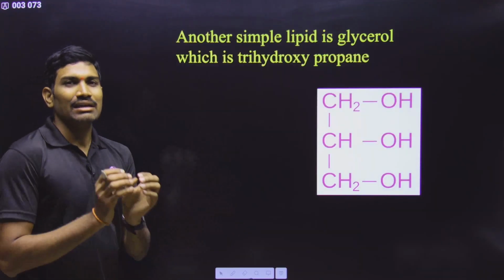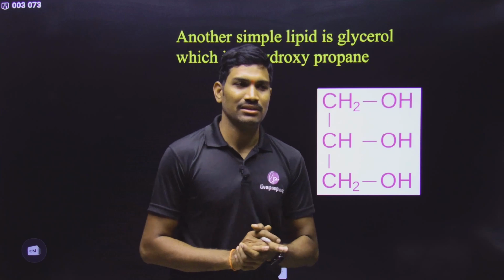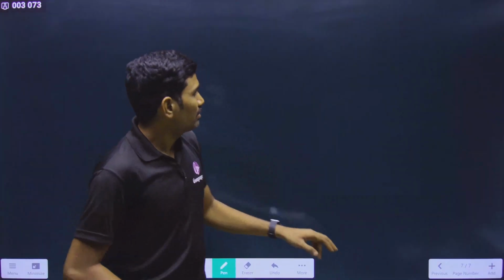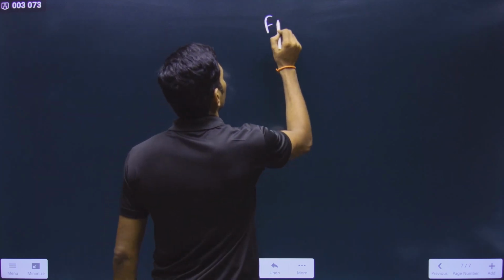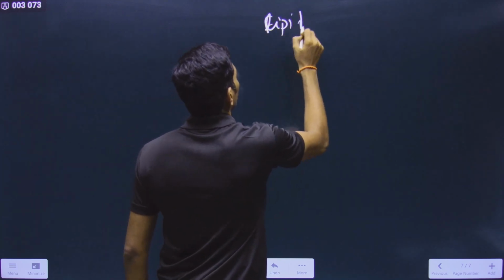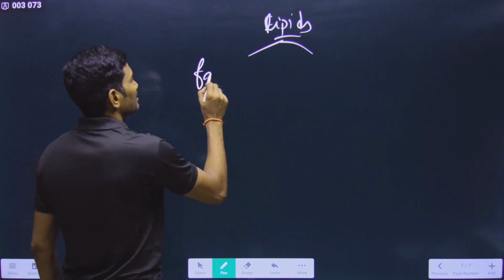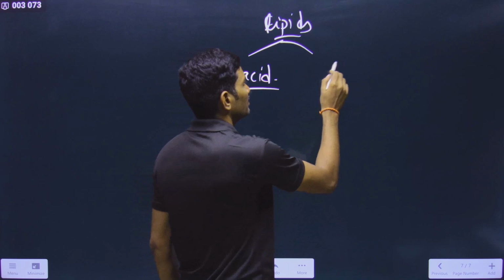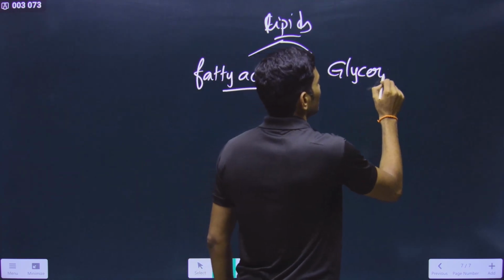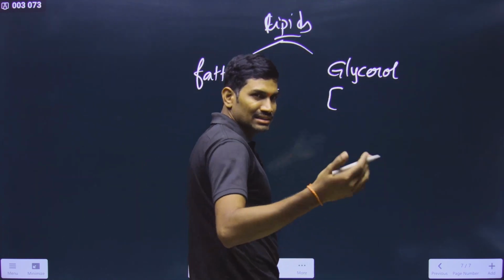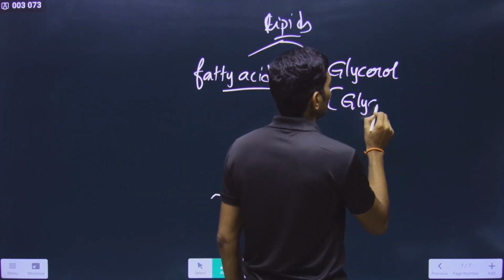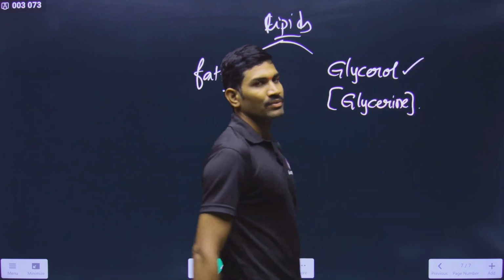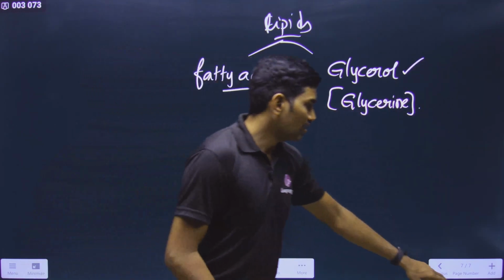And with this, information regarding the fatty acids is completed. Now we are going with the next one, that is called glycerol. Initially we said some simple lipids, and there we wrote the first one is fatty acid. Just now we have completed the fatty acid. Now we are going with the next one, glycerol. This glycerol is generally called glycerine. You can call it glycerol or glycerine, but the technical word is glycerol.